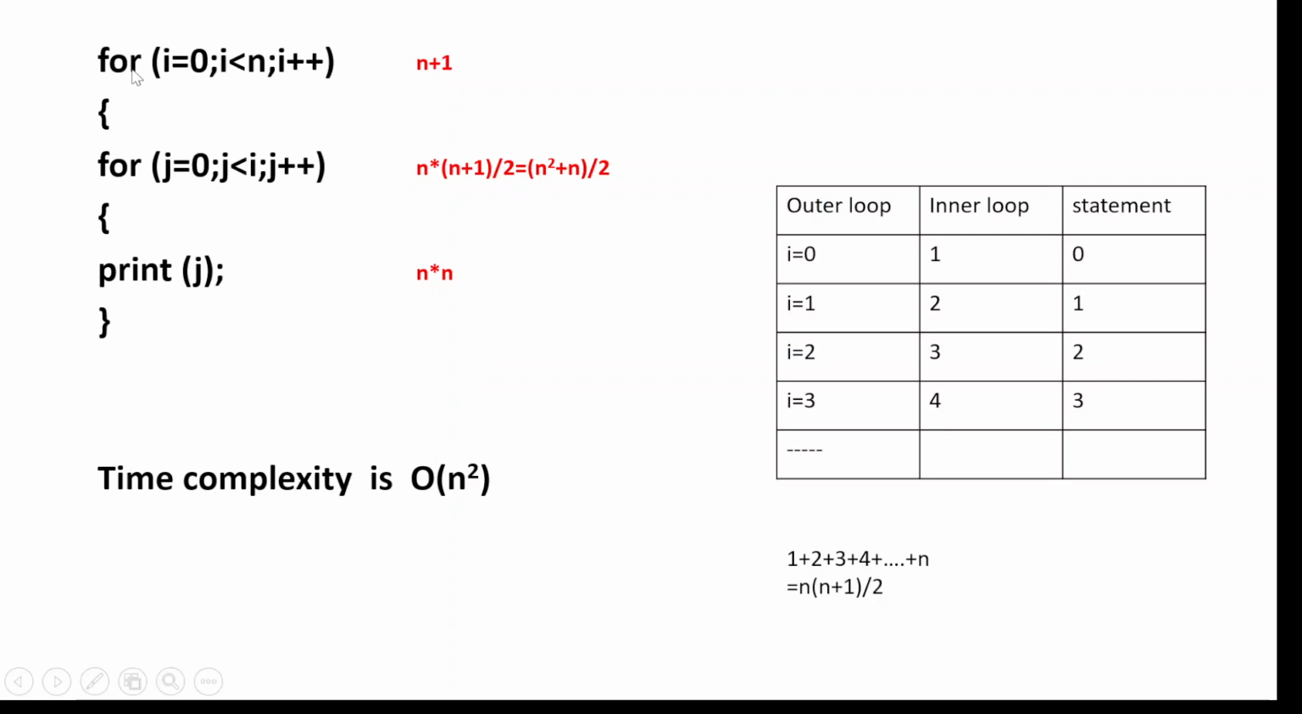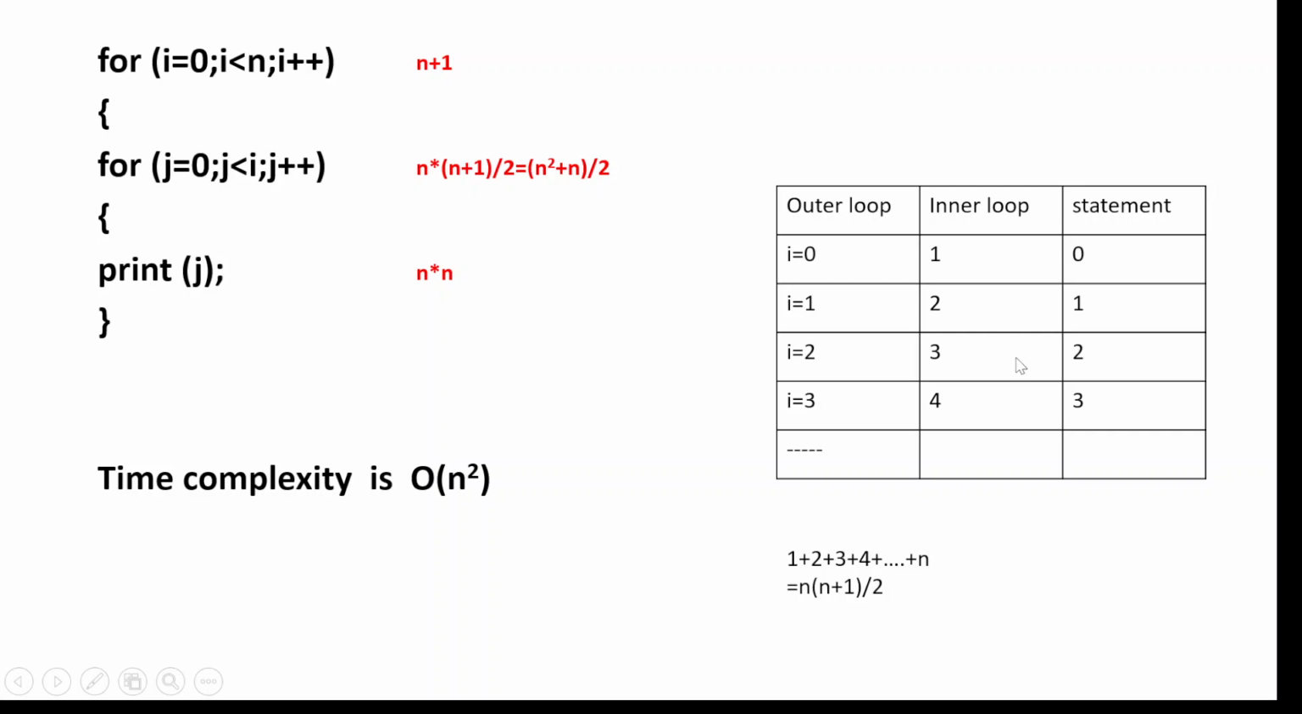Here we have another example where for i equal to 0, i less than n, i plus plus, and for j equal to 0, j less than i, j plus plus, and then you have a statement print of j. Let us see how many times these statements will get executed. The outer for loop will get executed n plus 1 times. Let us see how many times the inner for loop will get executed based on the input from the outer for loop.